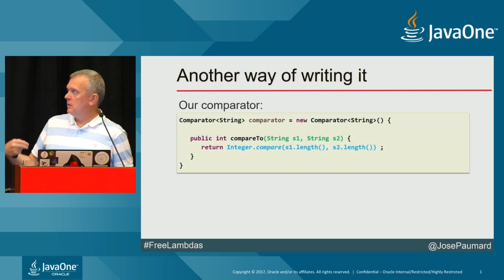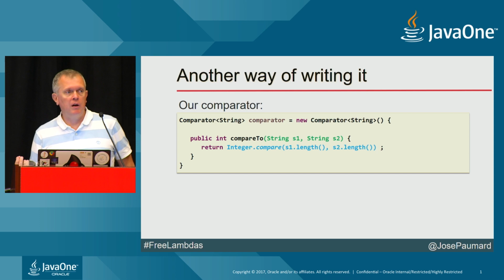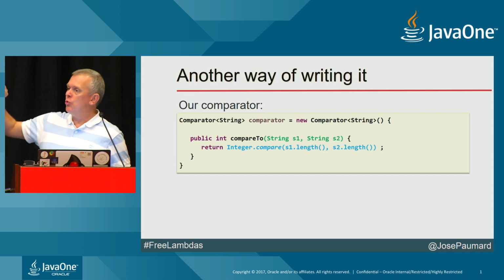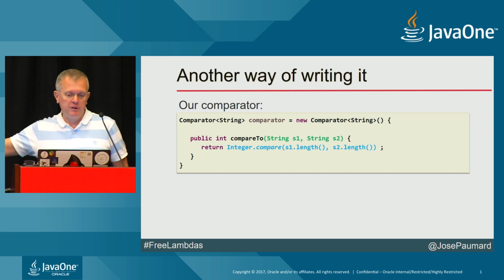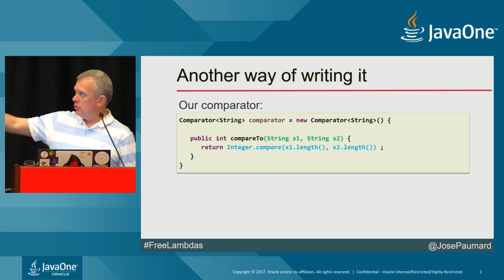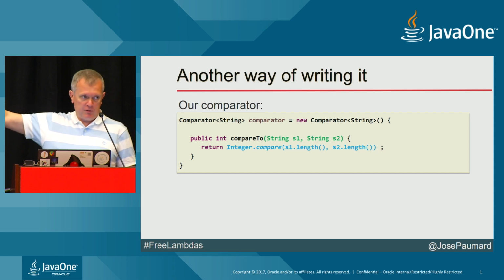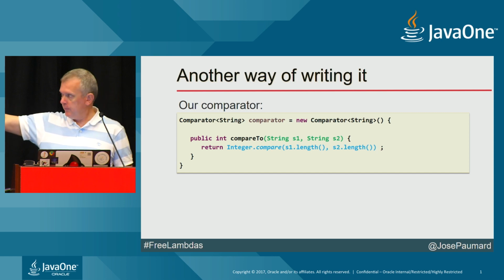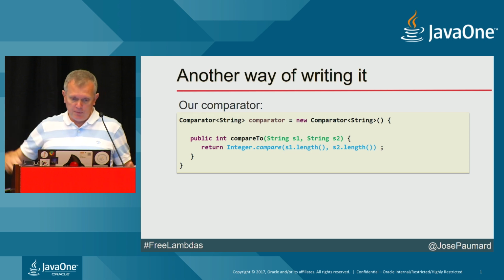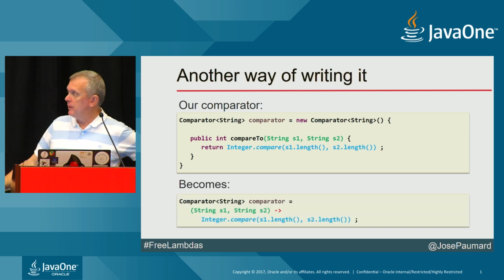With lambdas, I can pass this code precisely as a lambda expression. So lambda is basically a way to rewrite this comparator. How is the lambda written? I just need to consider that I have a block of parameters to the method of this comparator, here the two strings, and a return statement. And the lambda is built from that.